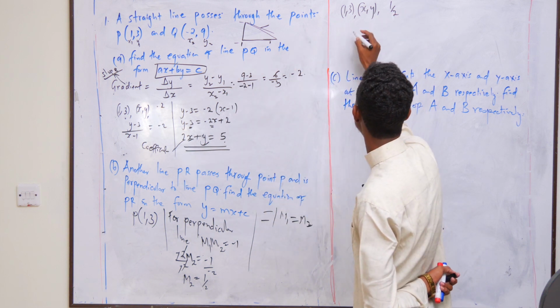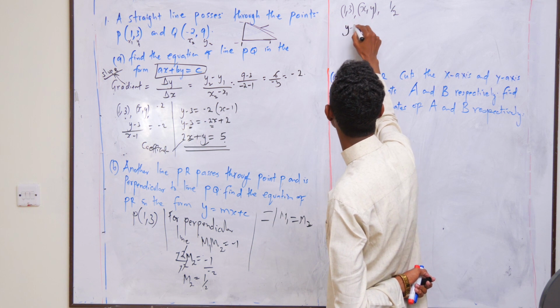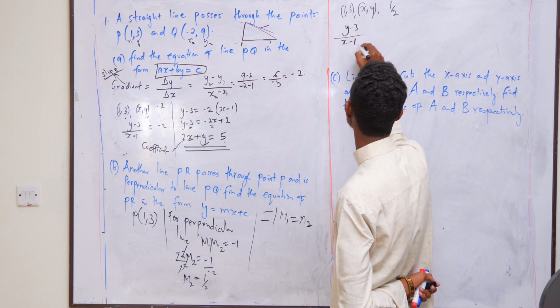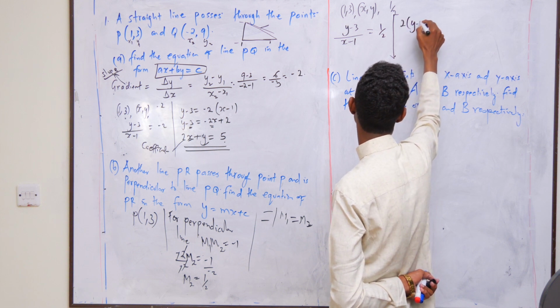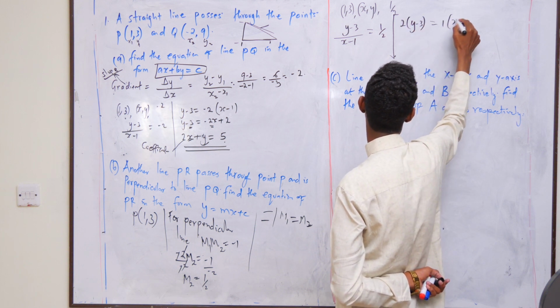Very fast. It will be (y minus 3) over (x minus 1) giving us a half. Now cross multiply, it will be 2 into bracket y minus 3 equaling 1 into bracket x minus 1.